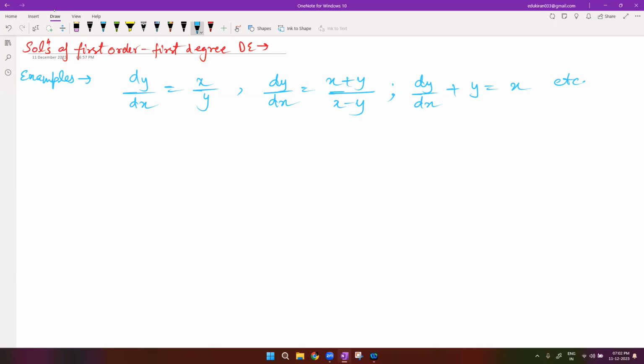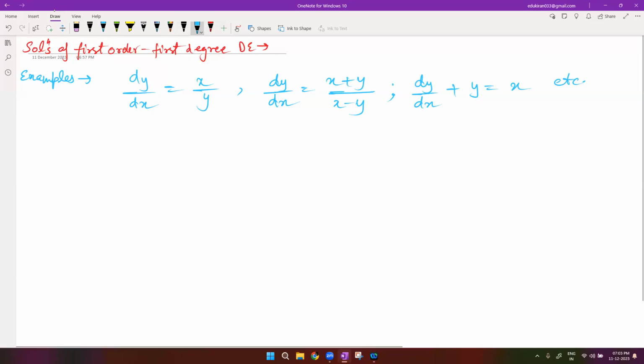Now, there are three methods to solve first order, first degree differential equation. Actually, there are more methods, but in our syllabus, up to NCERT, up to CBSE, there are only three methods which will be used to solve first order, first degree differential equations. So obviously, the questions will be from these three methods only. There are other methods as well in solving first order, first degree differential equations, but those questions will not be in our syllabus. Those questions will be in the syllabus of JEE, by the way. Okay.